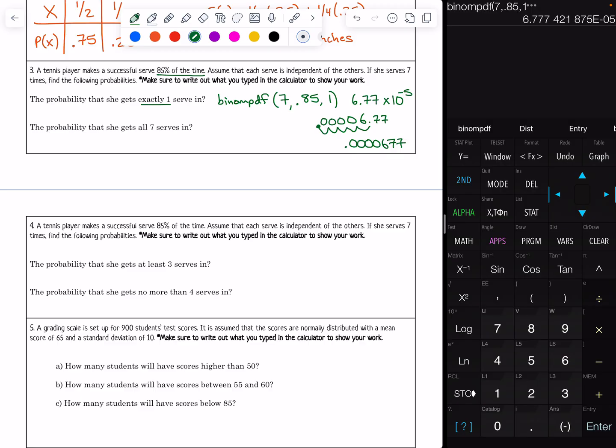So either one, this way is scientific notation, and that means the same thing. All right, the second part says the probability that she gets all 7 in, which is still an exact amount, so you can type basically the same thing with a 7.